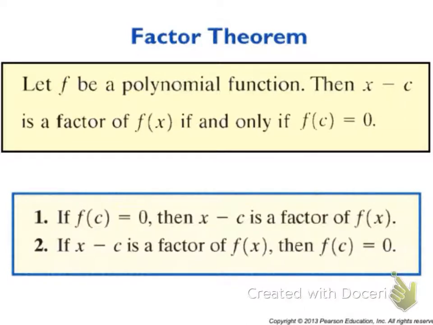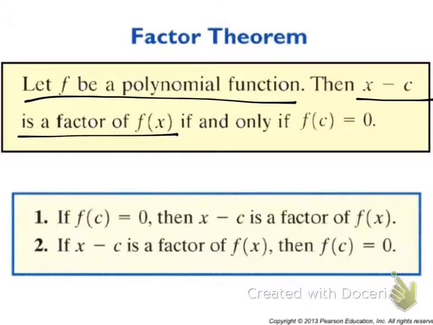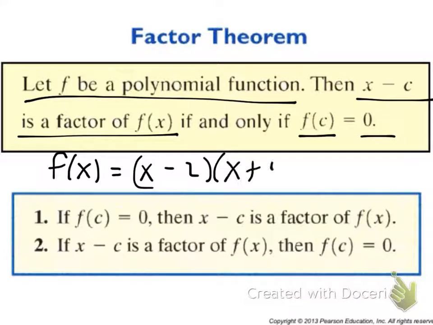We covered this one while we were going over the last section, in which f is a polynomial function, and that's what we're talking about here. x minus c is a factor of f(x) if and only if f(c) is equal to 0. So that means that, let's say that f(x) is equal to, I don't know, (x minus 2)(x plus 4).